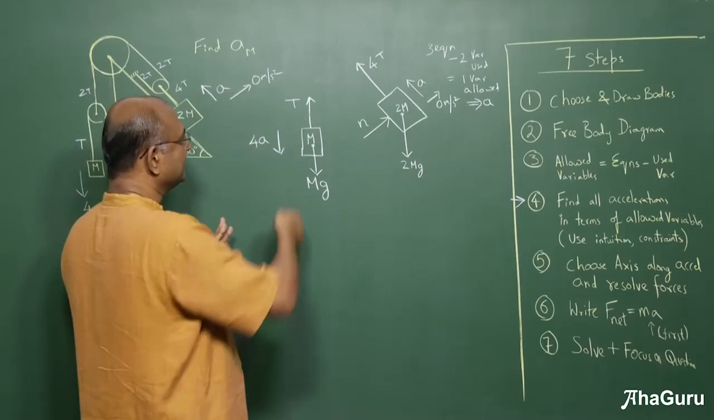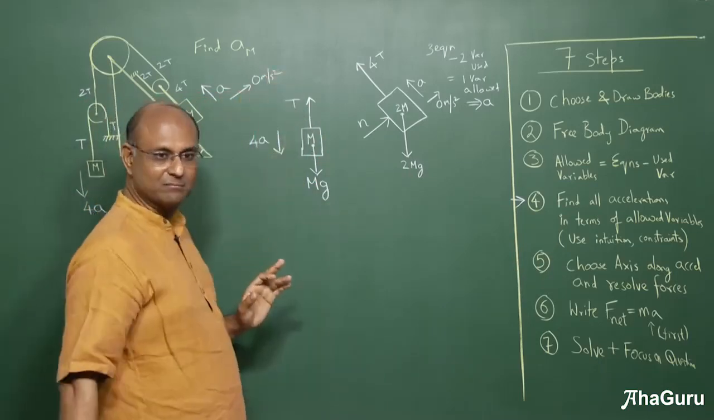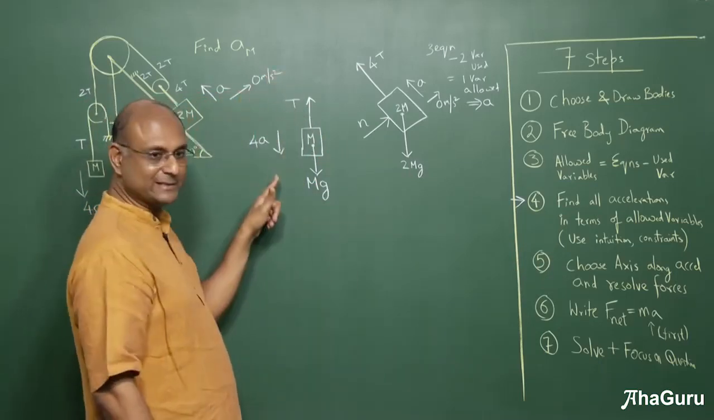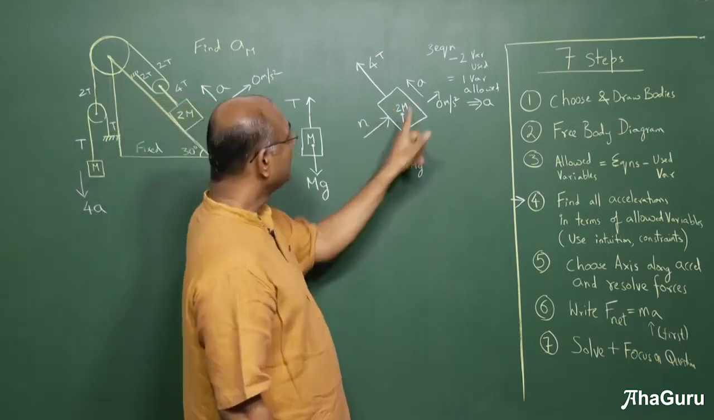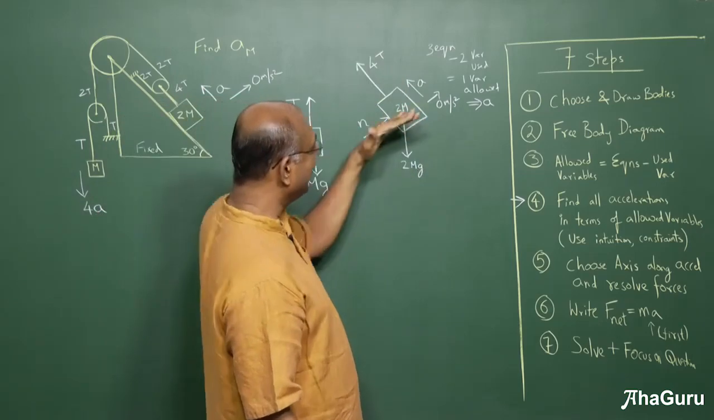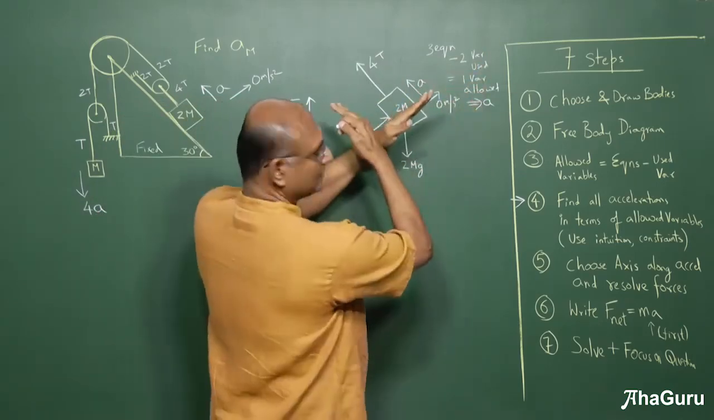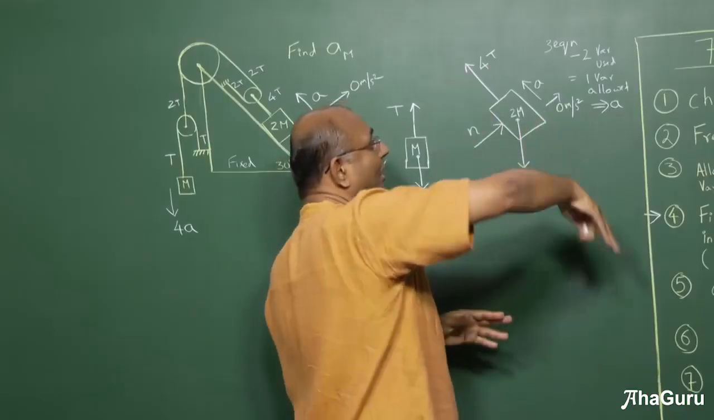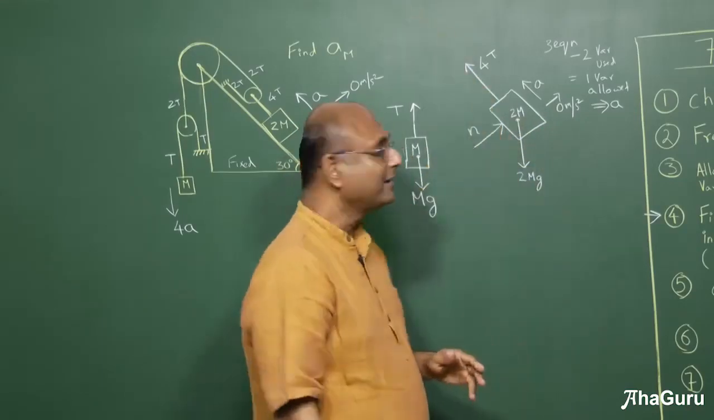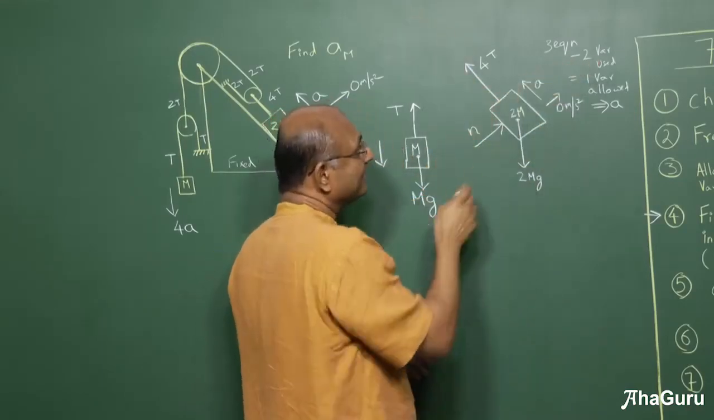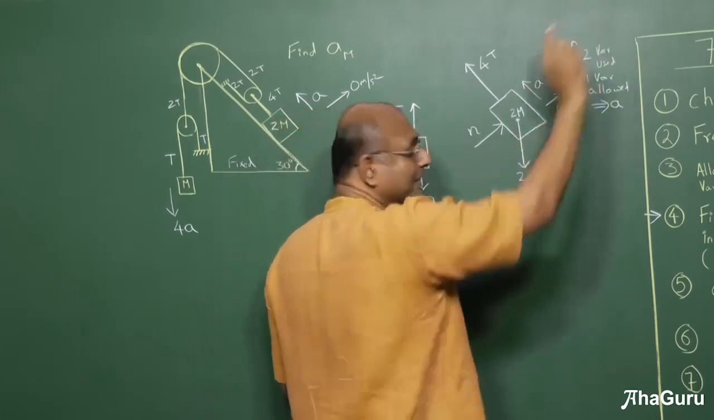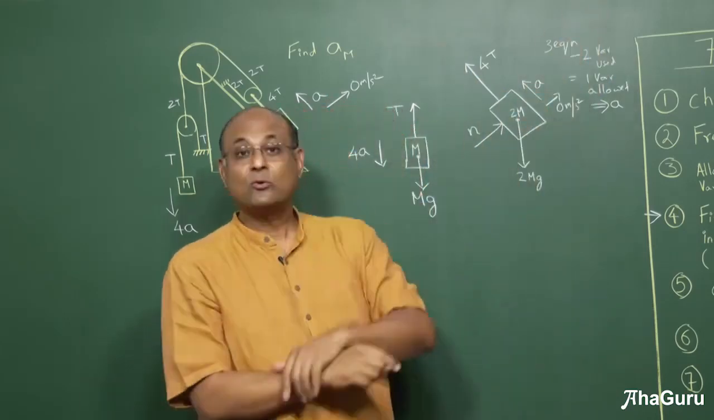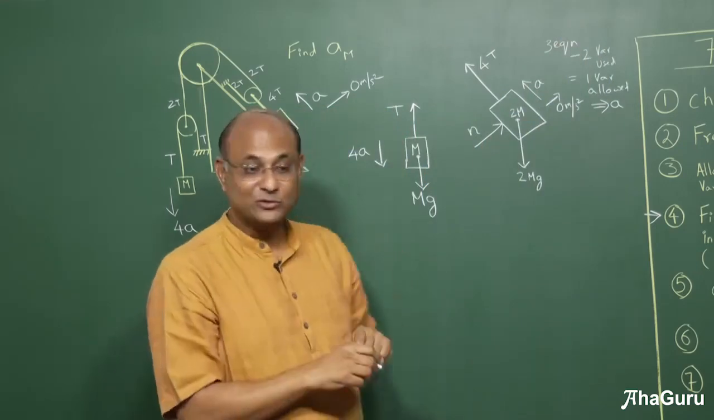We have to choose the axis. This guy's axis is already chosen. Are all the forces along the axis? Yes. Now let us look at this. The acceleration direction is like that and like this. So I must have all forces along this direction or this direction. What about this force? Already along this. What about N? Already along the perpendicular direction. What about 2 mg? We need to resolve.